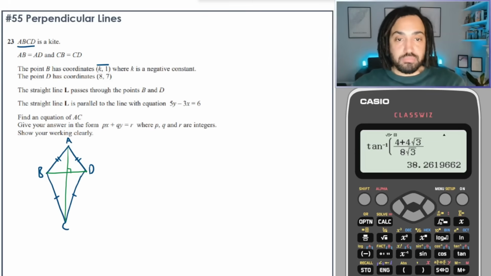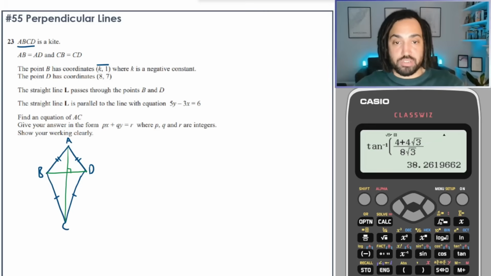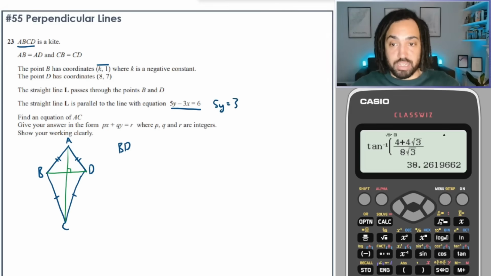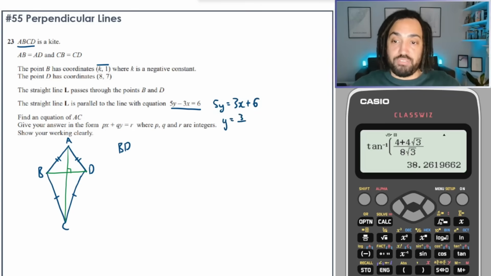Okay, we know that the straight line L, which connects B and D, is parallel to the line with this equation. So let's find that gradient by setting it equal to y, adding the 3x to both sides, and then dividing through by 5. This gives me the gradient of that line, which is also the same as the gradient of the line we're looking for, which is 3 over 5.